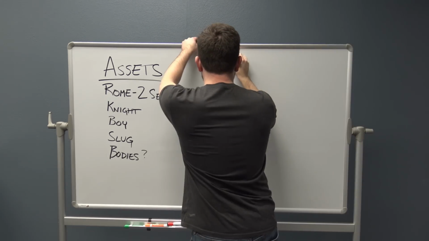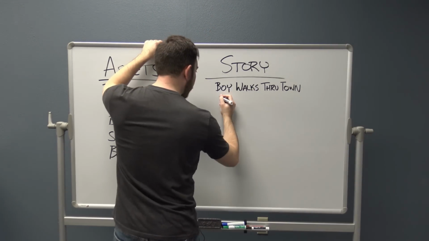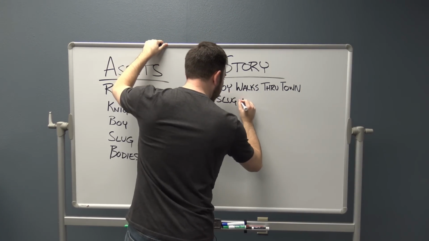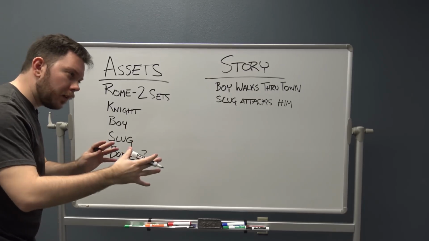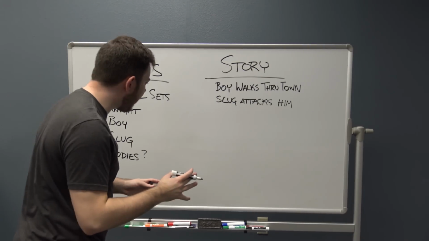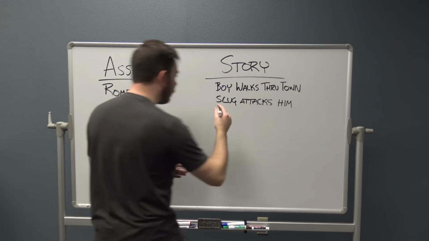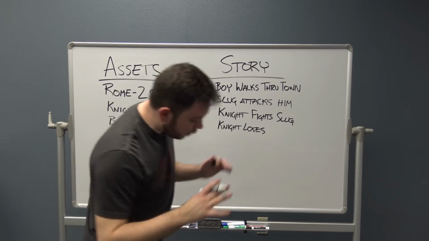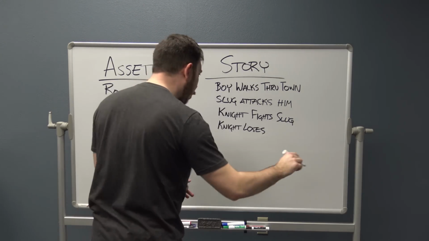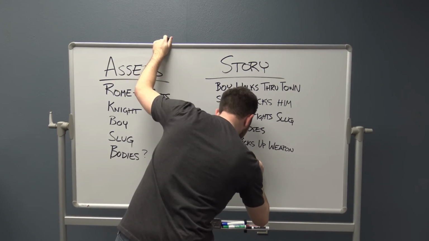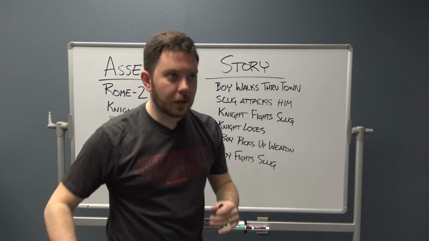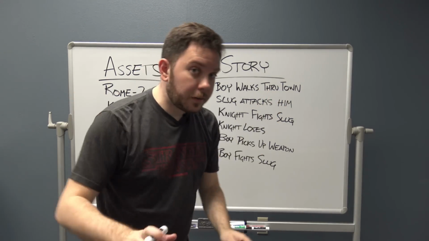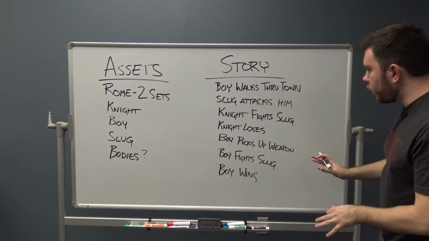Let me just plot it out real quick, the story. So the boy walks through the town, the slug attacks him. I've got to figure out some way to, can I animate that? Yeah, I could probably do that. Then the knight comes in, the knight fights the slug, but then the knight loses. The boy picks up his weapon and the boy fights the slug. Boy fights the slug, cuts down the slug, and the day is saved, and that's the end of the movie. How am I gonna make this in 2 days?